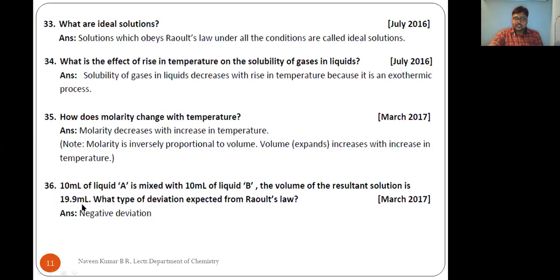If it is less, delta V is less than 0. Delta V mix less than 0 is due to stronger attractive forces between solute and solvent than solute-solute and solvent-solvent interactions. Hence delta V lesser than 0 explains negative deviation from Raoult's law. If delta V is greater than 0, the total volume will be greater than 20, say 20.1, and it will be a positive deviation. So as the volume is less than 10 plus 10, 20, it shows a negative deviation from Raoult's law.